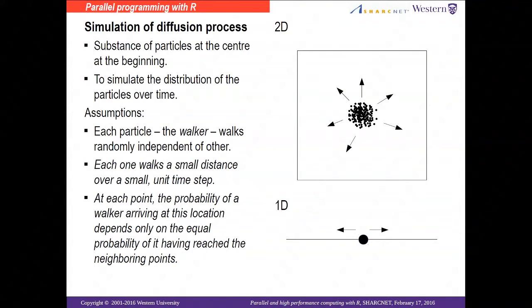Each one of them walks a small distance over a small time step. And also, at each spatial point, the probability of a walker arriving at this location depends only on the equal probability of it having reached the neighboring points. So in other words, from the simulation's point of view, each walker or particle can move equally in either direction. Okay, this is what it is.